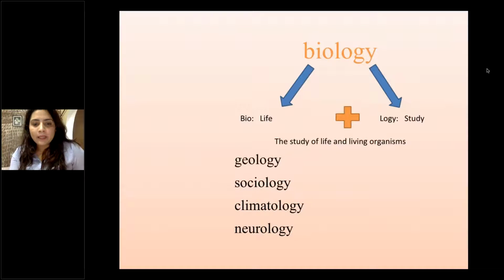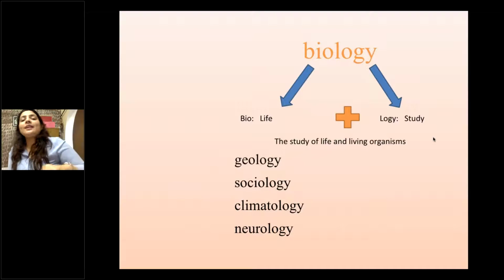All right. Next is climatology. Namsha, you all know climatology. What's climatology? Climate. So people who study climate are called climatologists. Okay, climatologists. Let's see if you can do neurology, because I'm more interested in whether you can come up with the meaning of neurology. Come on.